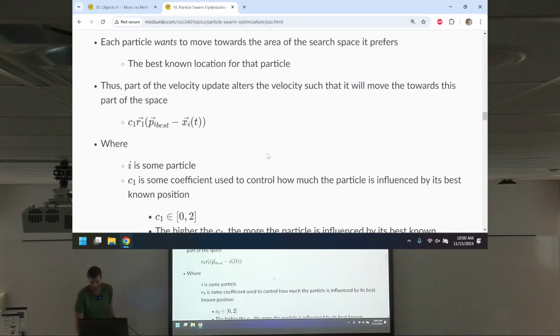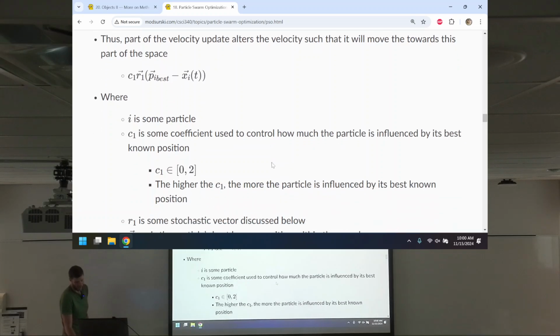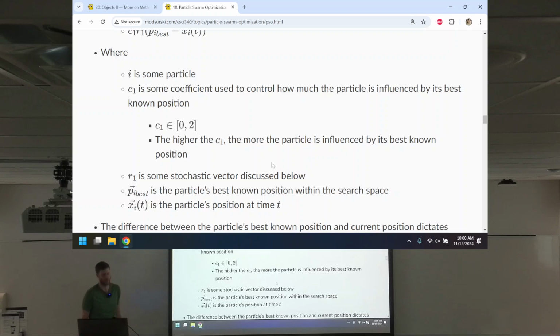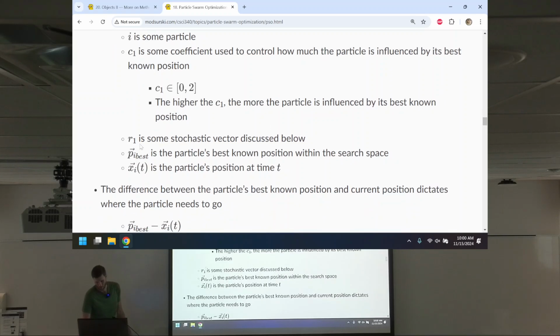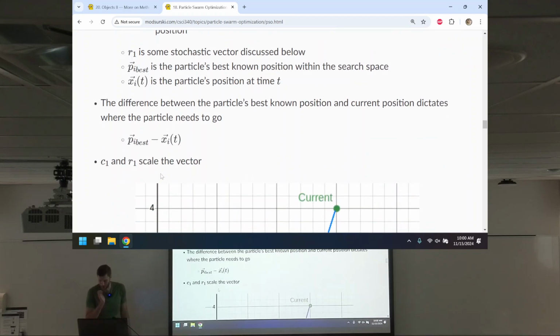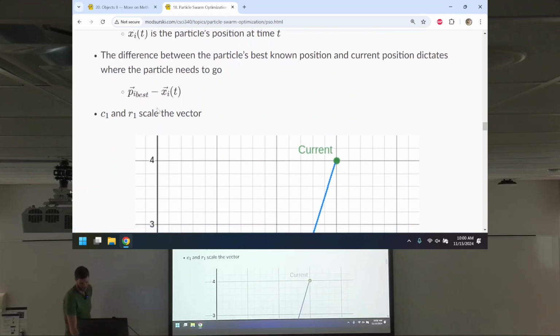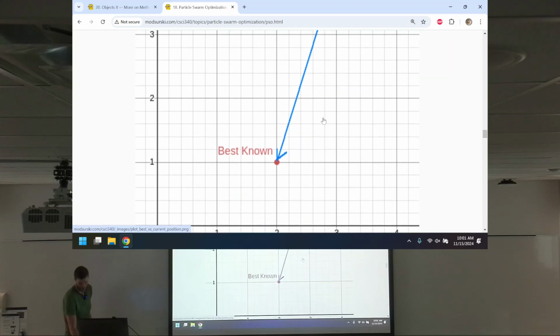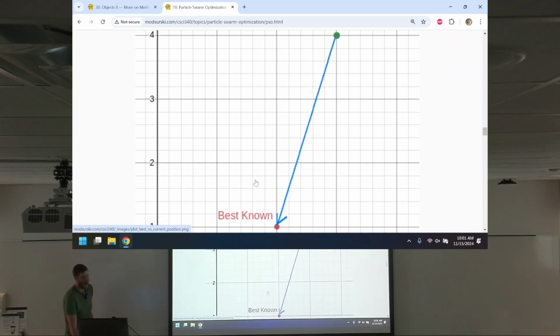All right, so each particle wants to move towards the area of the search space it prefers, the best known location for the particle. And that's where we go, where i is some particle. C1 is some coefficient used to control how much the particle is influenced by its best known position. It's usually between 0 and 2. The higher C1, the more the particle is influenced by its best known position. R1, P best, whatever. The difference between the particle's best known position and current position dictates where the particle needs to go. The delta there. C1 and R1 scale the vector. So if this is where I currently am, this is my best known location, I want to move towards there.